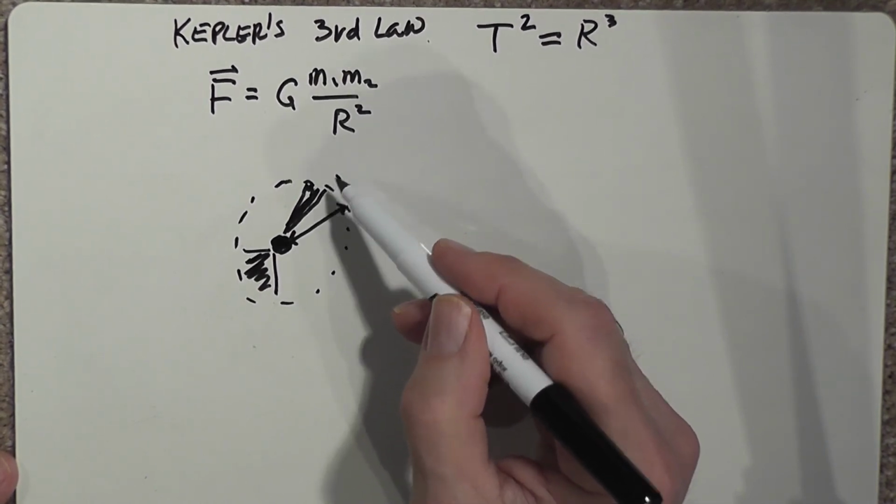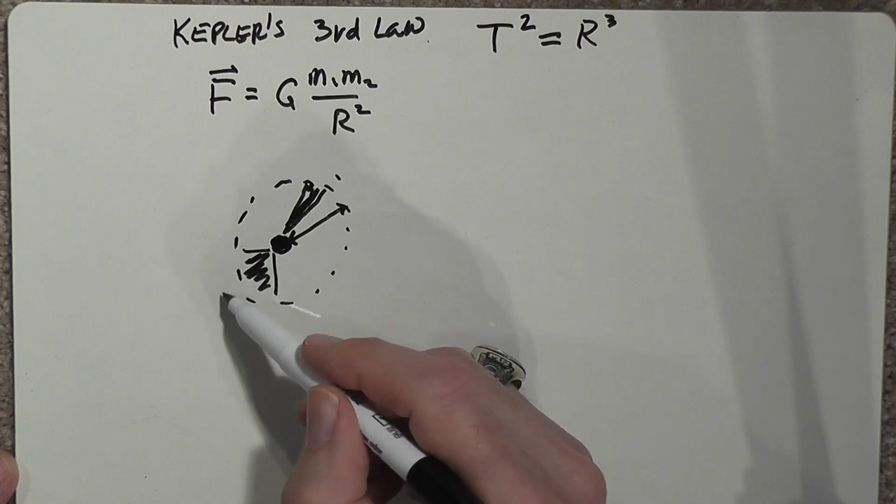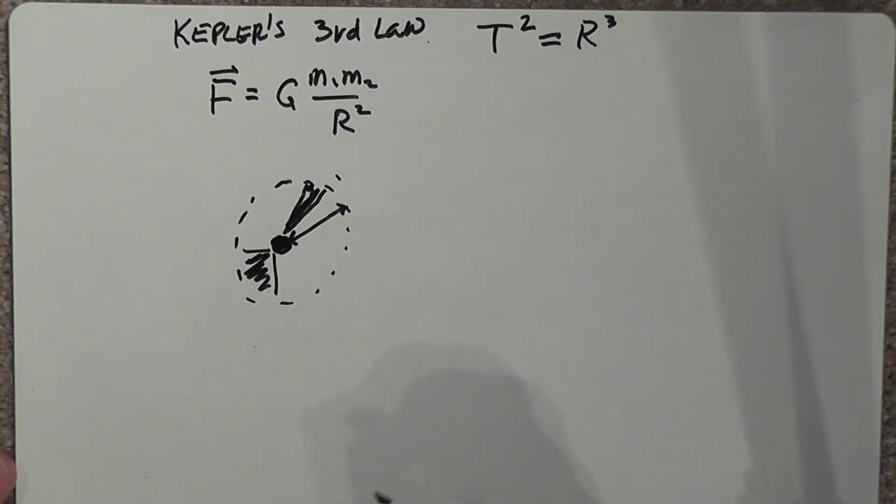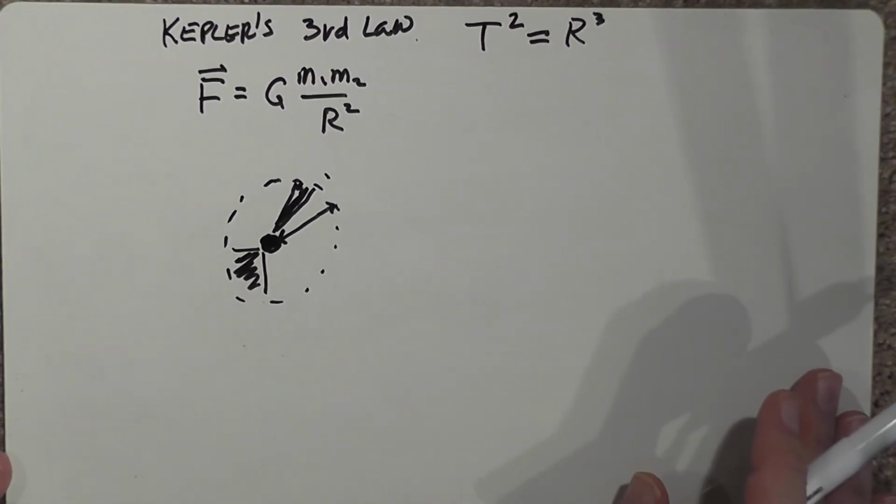It's going to have a low v. And when it gets closer, it's going to start going faster. That's the second law. But we're interested in the third law.